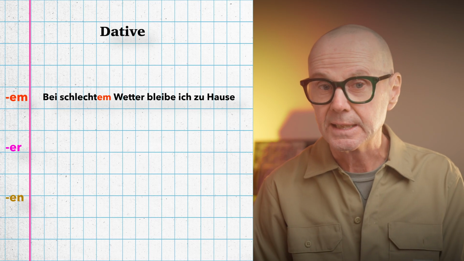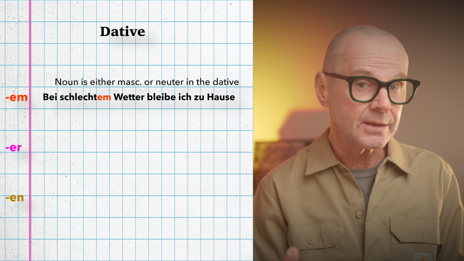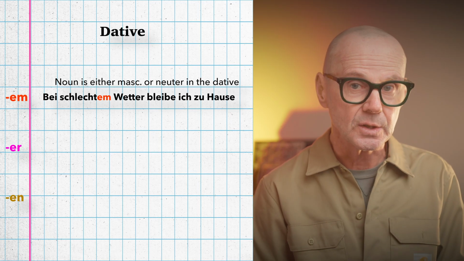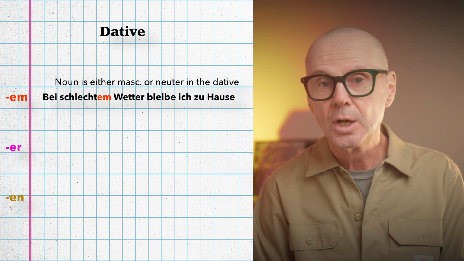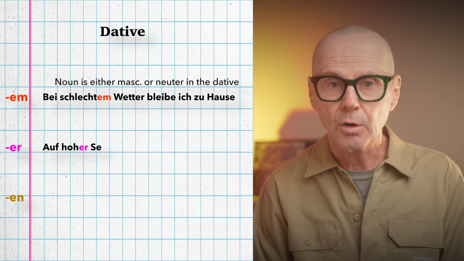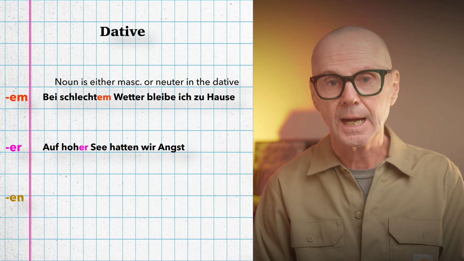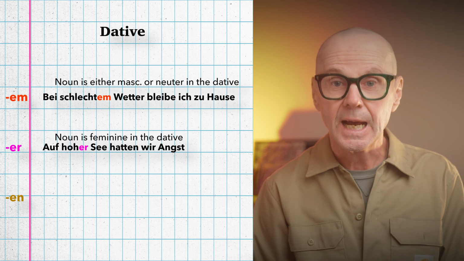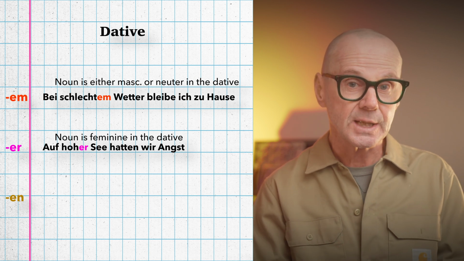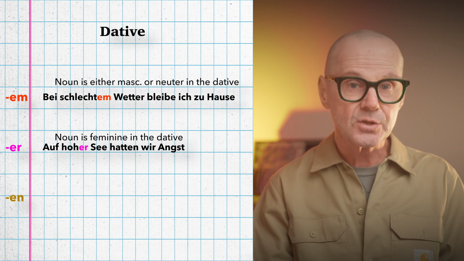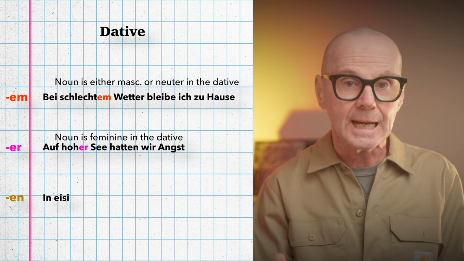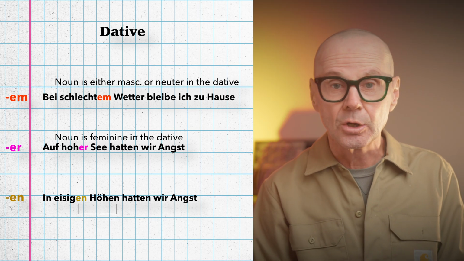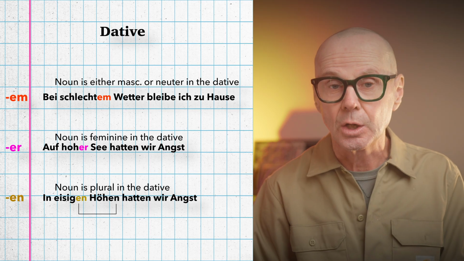All that EM ending does is tell us that the noun is in the dative and it's either masculine or neuter and not much else. Or if we had a feminine noun, we could say something like this. Auf hoher See hatten wir Angst. That ER ending for the feminine nouns in the dative has to go on to the adjective because, again, there's nowhere else for it to go. It's much the same with the plural nouns. In eisigen Höhen hatten wir Angst. We have that typical en ending on the adjective because we don't have an article where we could put it.